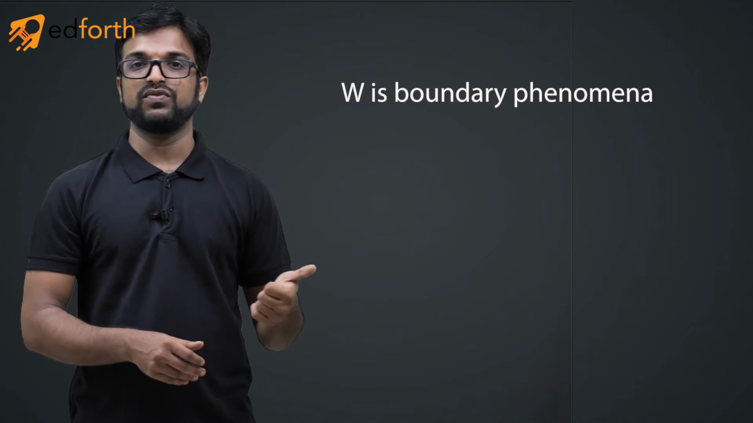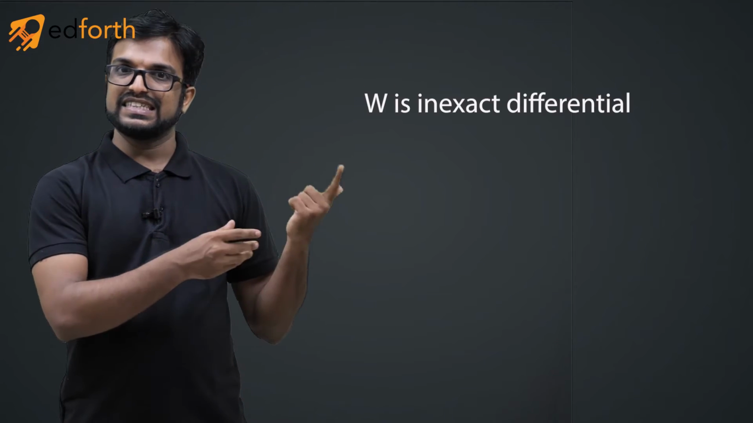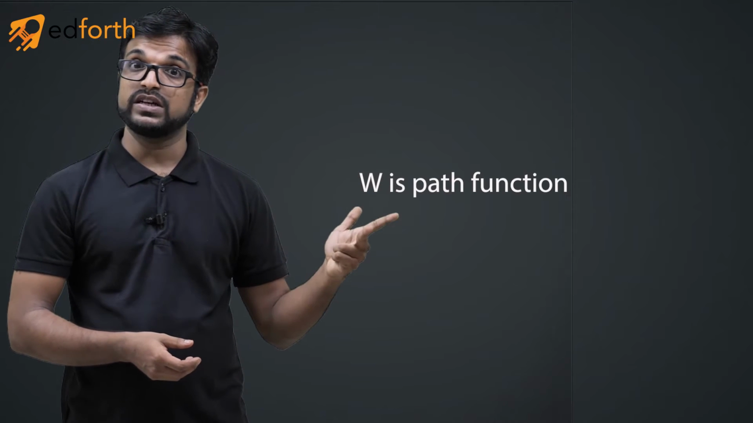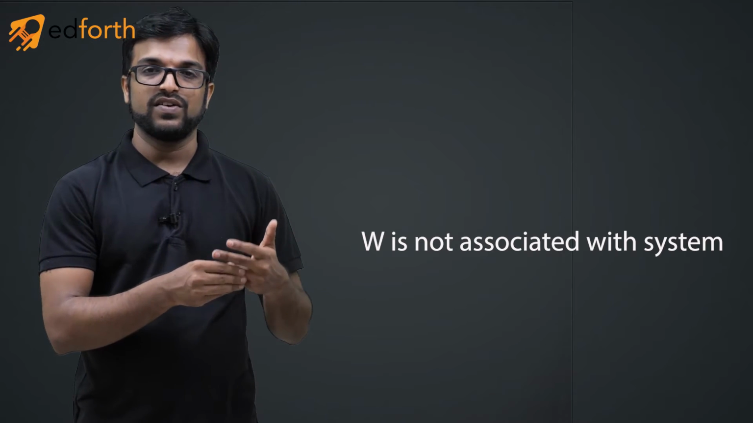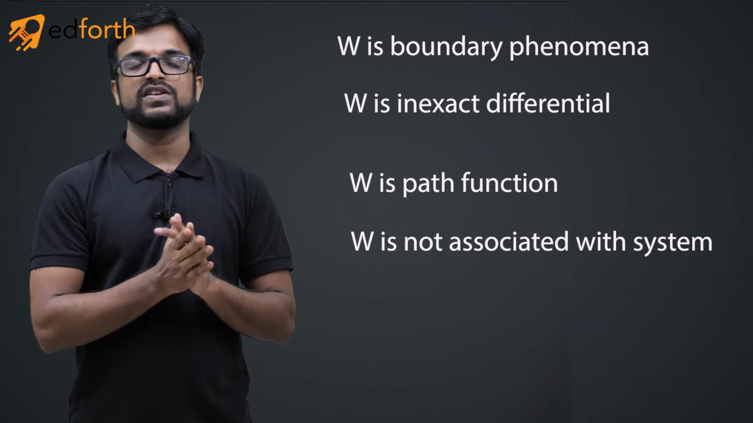So we will be writing dW as d cross W. Again, work transfer is represented by the letter W, and in this case we will be representing it through d cross W. Both are the same. The term W as well as d cross W represent the same work transfer. But the one thing is that work transfer is an inexact differential. So far we have seen certain things about work transfer: work transfer is a boundary phenomenon, work transfer is an inexact differential, work transfer is a path function, work transfer is not part of the system. A system cannot possess work transfer. These are very important points regarding work transfer.